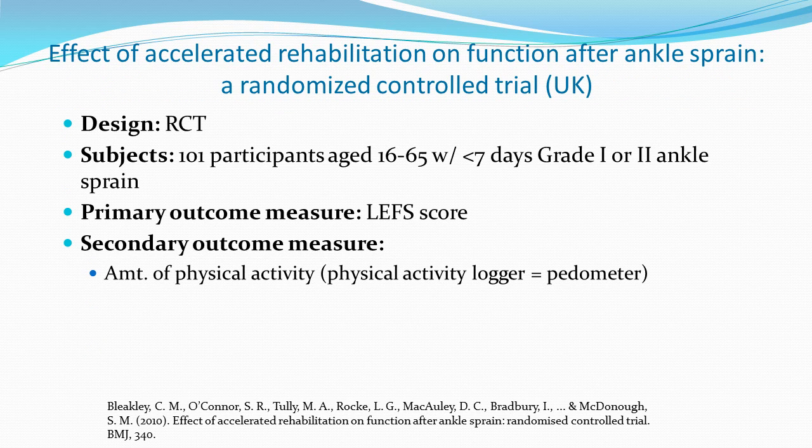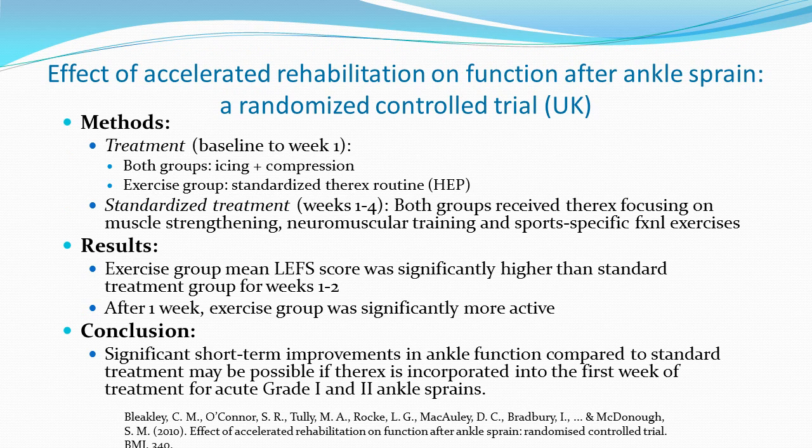Now moving on to exercise-based interventions, we're going to look at a study called the Effect of Accelerated Rehabilitation on Function After Ankle Sprain. This was a randomized controlled trial conducted in the UK. There were 101 participants total, age range between 60 and 65, who had suffered a grade 1 or 2 acute inversion sprain of the ankle within 7 days. The primary outcome measure was a lower extremity functional score, and a secondary outcome measure was the amount of physical activity as assessed by a pedometer that the study authors had used.